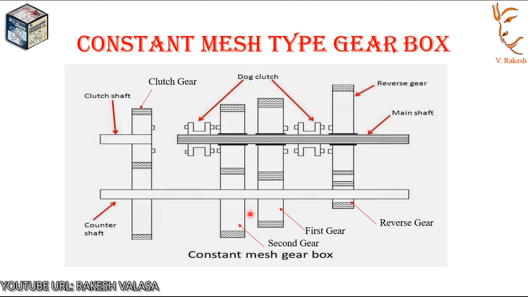These are the gears. The main work of the gears is the transmission of power between the two shafts. If the gear ratio is more than 1, the main shaft will work at a speed that is slower than the counter shaft. If the gear ratio is less than 1, the main shaft will work at a speed higher than the counter shaft.